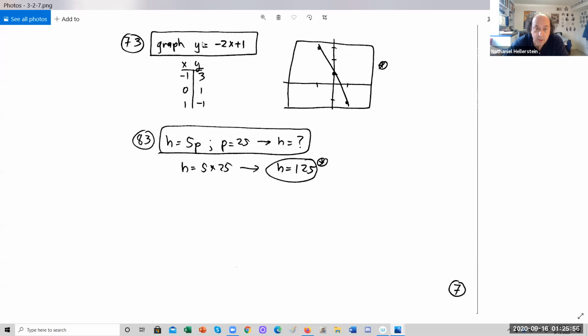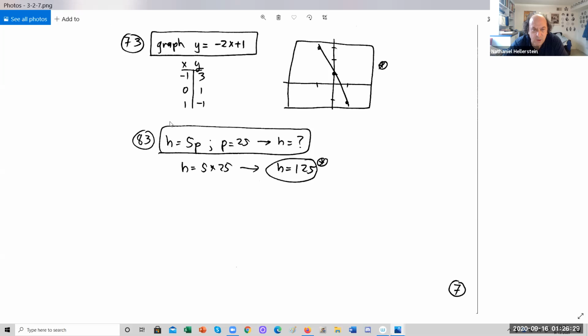Another equation. Y equals negative 2x plus 1. Try some values of x. When x is negative 1, negative 2 times negative 1 is 2. 2 plus 1 is 3. Negative 1, 3, this point here. When x is 0, this term cancels. You get y equals 1. 0, 1, this point here. When x is 1, plug it in here. Negative 2 times 1 is negative 2. Plus 1 makes it negative 1. So 1, negative 1, this point here.